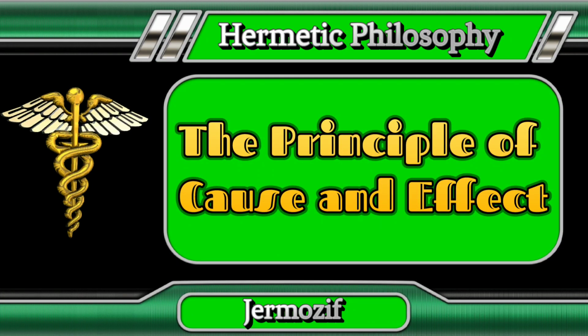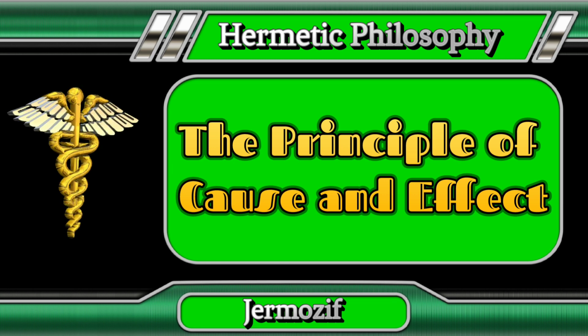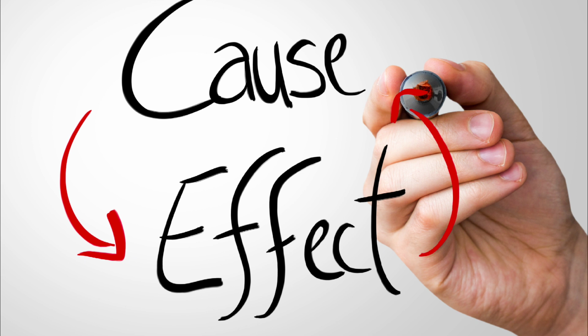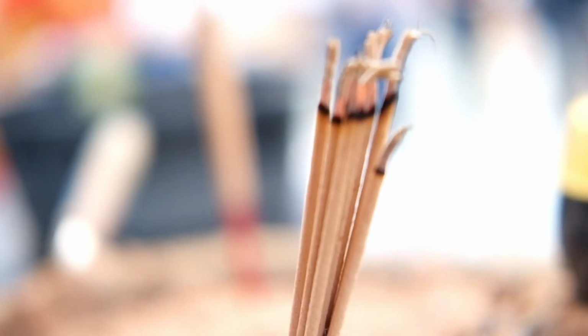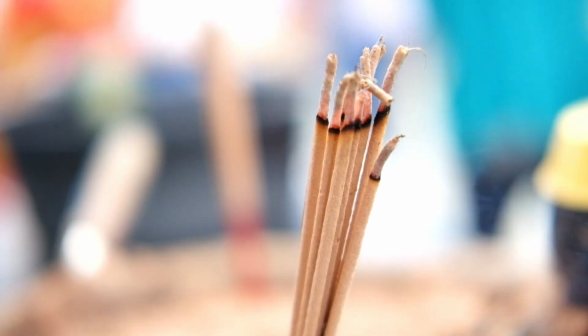The Hermetic principle of cause and effect is based on the idea that every action has a corresponding reaction and that everything that happens in the physical world is the result of a cause that came before it. The principle asserts that nothing in the universe happens by chance and that every effect has a specific cause.